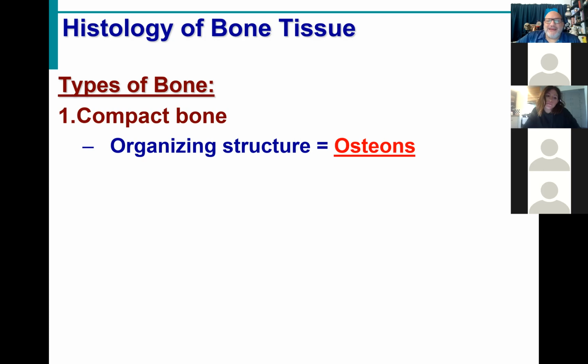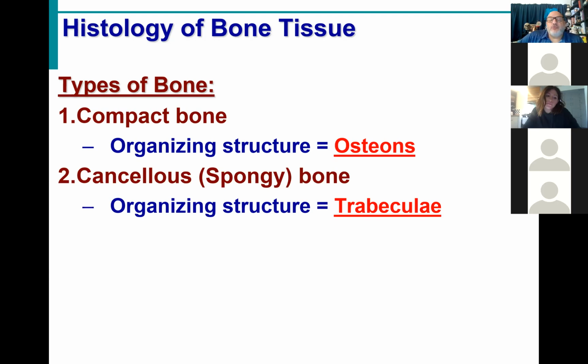Remember, one of the key characteristics of compact bone is it has an organizing structure of the osteons. This is the part of the bone where, like I said, if you were to cut a ribeye and see that nice big circle of bone, what we think of as that smooth, uniform white bone material, as we look at it under the microscope, has many of these osteons, those concentric circles of matrix that are its organizing structure.